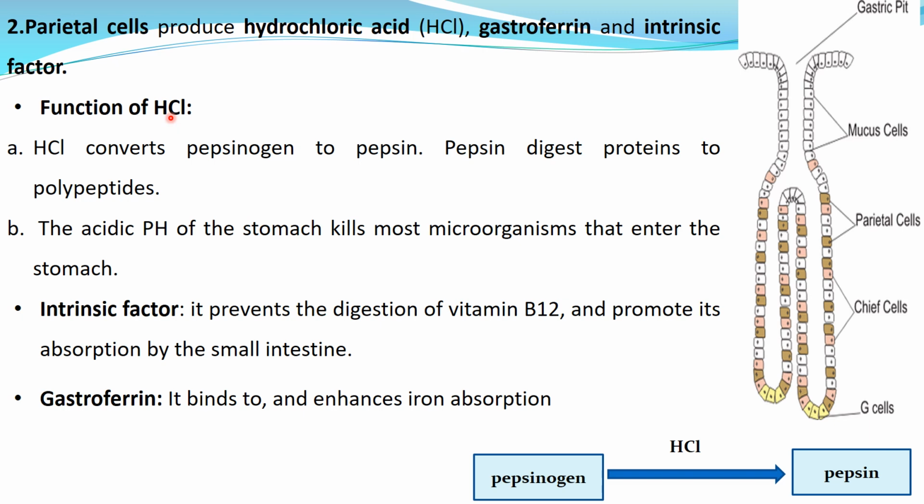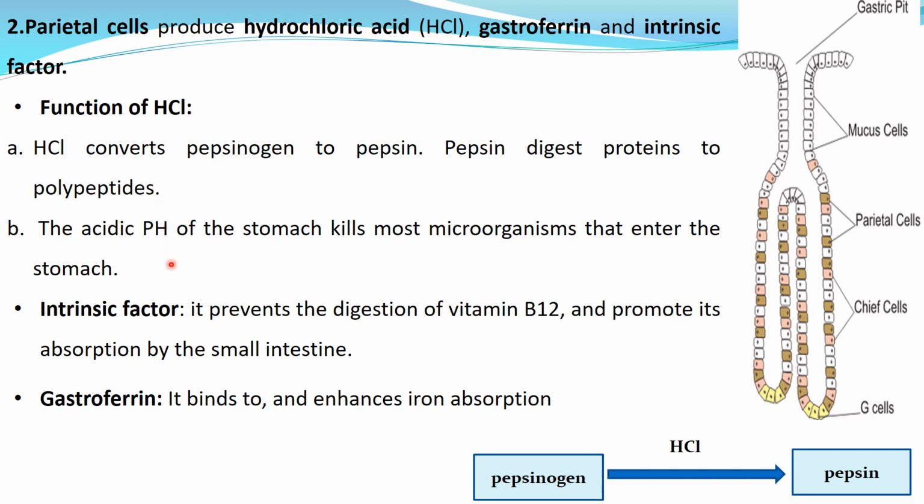So what is the function of HCl? HCl can convert pepsinogen, which is secreted by the chief cells, we will explain it later, into pepsin. So pepsinogen is the inactive form of the enzyme. In the acidic medium, it can be converted to pepsin, and pepsin is involved with the digestion of proteins into, let us say, polypeptides.